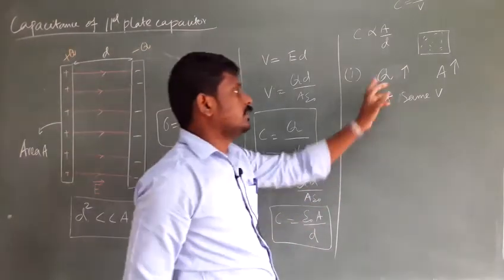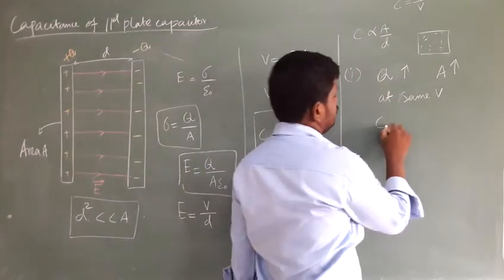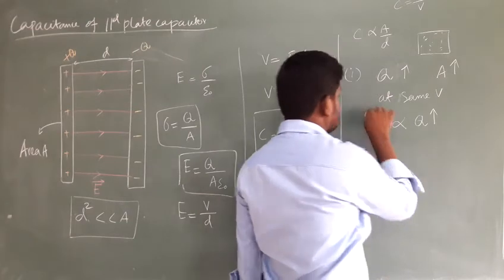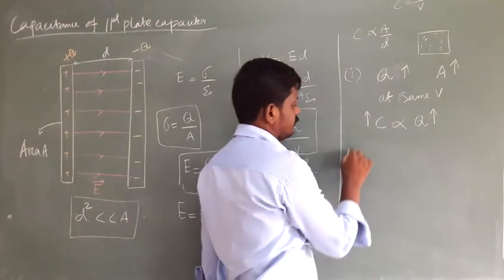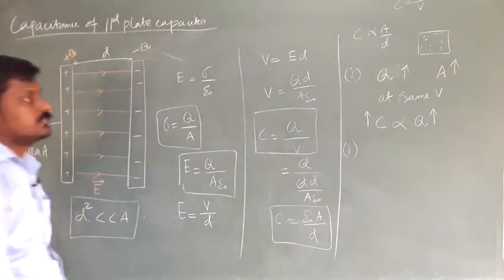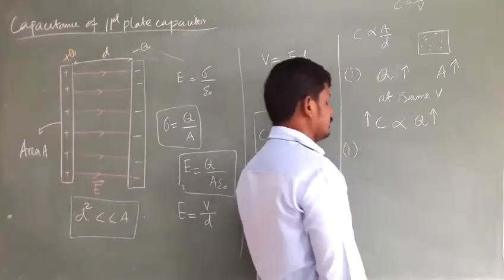Then Q increases. If Q increases, C also increases. So C is directly proportional to Q. To increase the Q, capacitance increases. So first, that is the inference point.